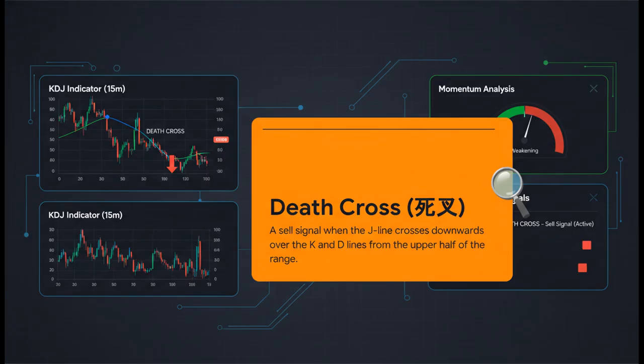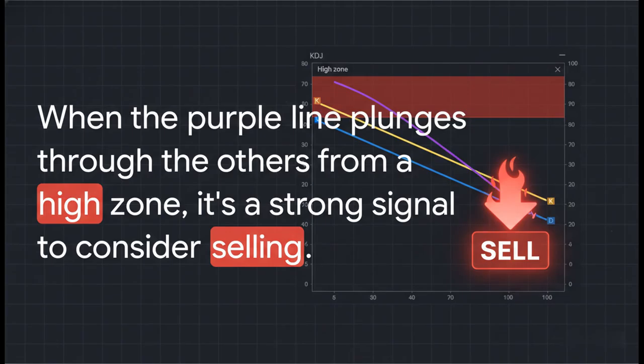This tells us that the buying party might be over, and a downward trend could be right around the corner. So this is the perfect counterpart to our buy signal. When you see that purple line take a nosedive through the other lines from way up high, that is a very strong signal that it might be time to sell or exit your position.